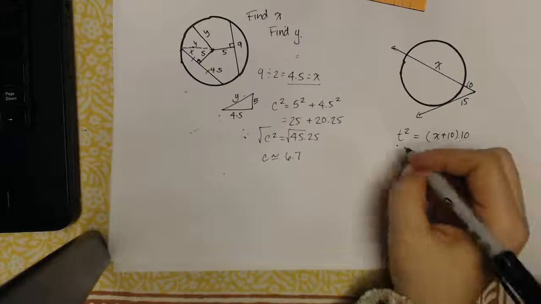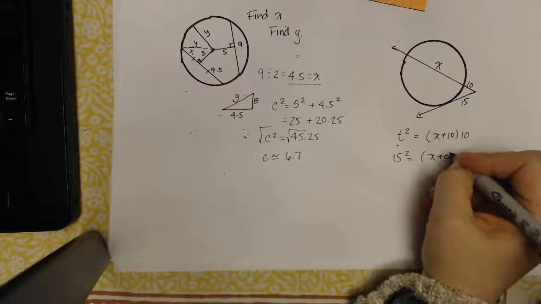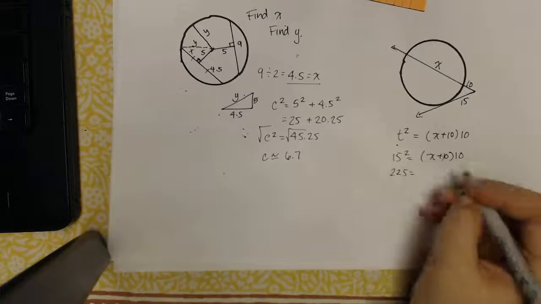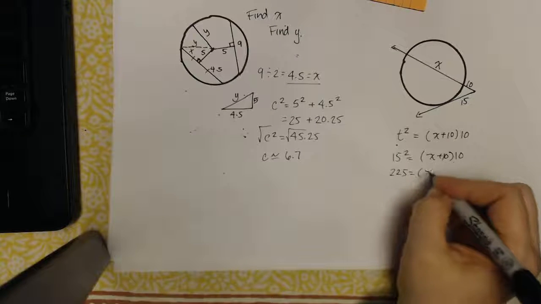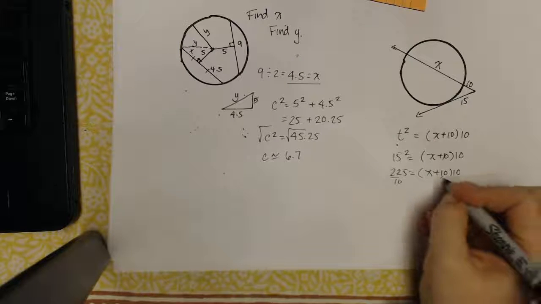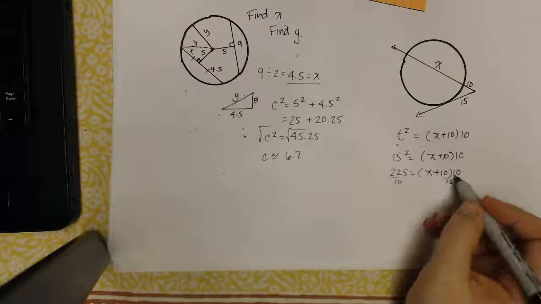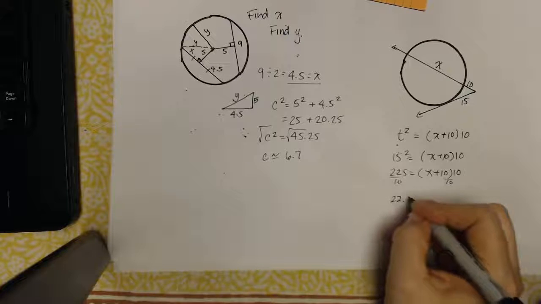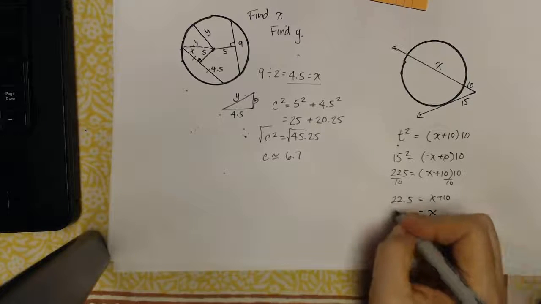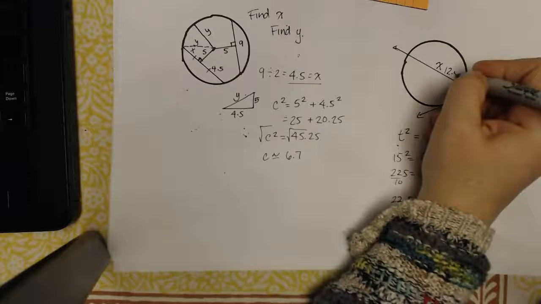And so I can plug this one in here, the t squared, 15 squared equals x plus 10 times 10. 15 squared is 225, and then that gives us x plus 10 times 10. I can actually divide both of those by 10, so I was dividing both sides by 10. And that means 22.5 equals x plus 10. Subtract 10 on both sides to get x by itself, and I get x equals 12.5. So the length of this tangent inside is 12.5.